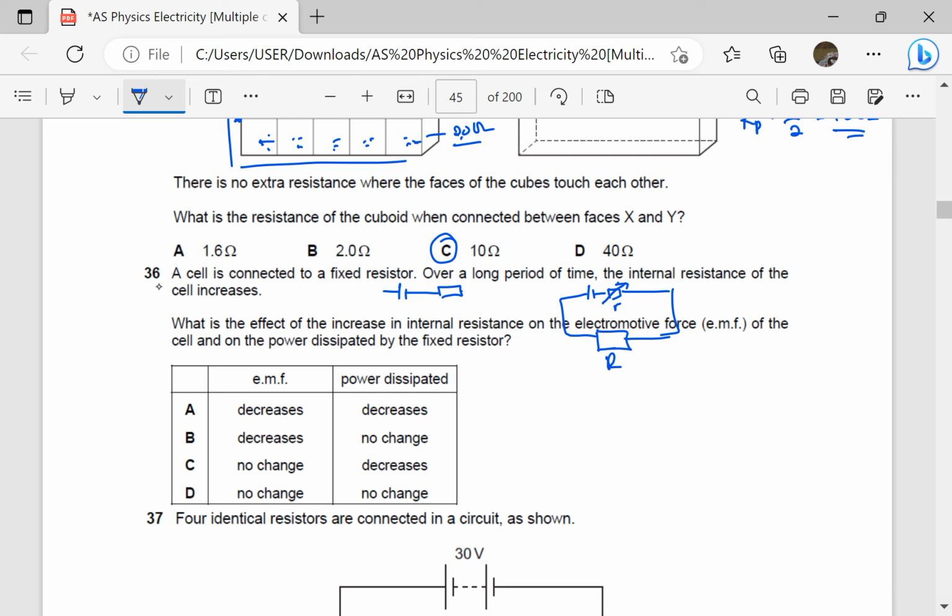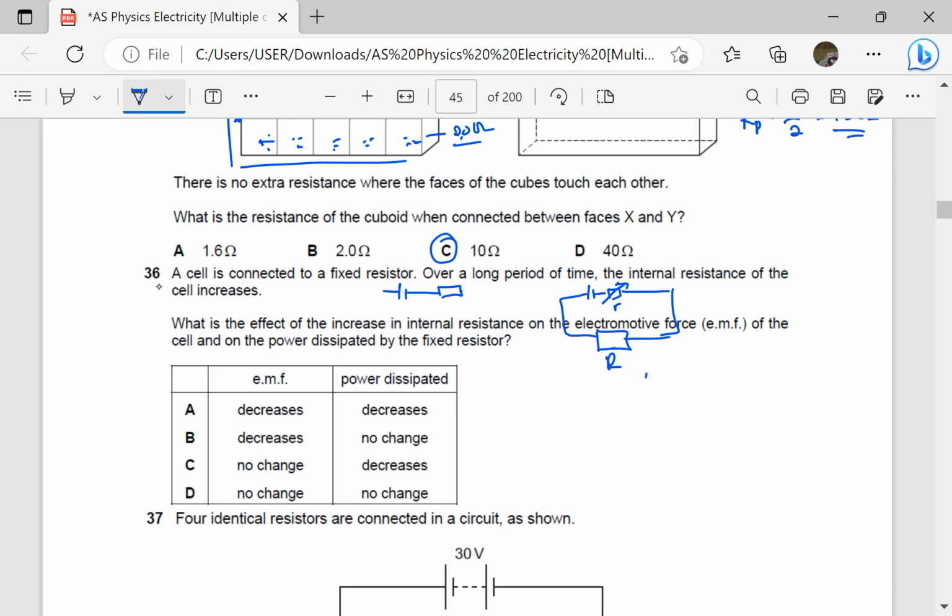What is the effect of the increase in internal resistance on the e.m.f of the cell and on the power dissipated by the fixed resistor? Of course, the e.m.f does not change even if the internal resistance increases. The e.m.f is the total energy available, so it cannot change. All that is affected is the terminal PD. And if the terminal PD is affected, then the power given out to the fixed resistor will be affected.